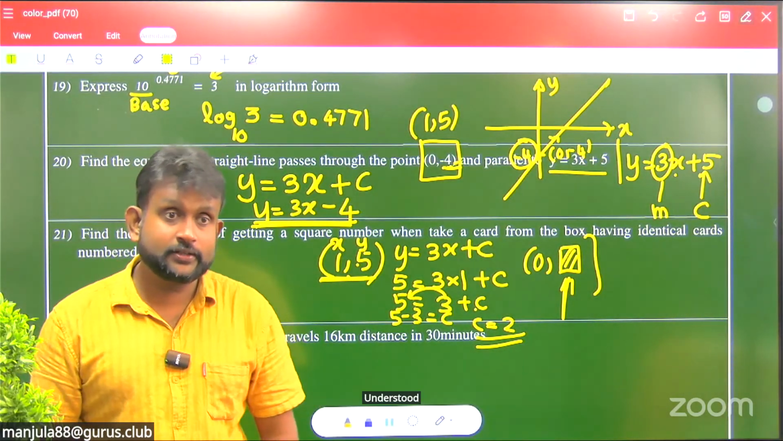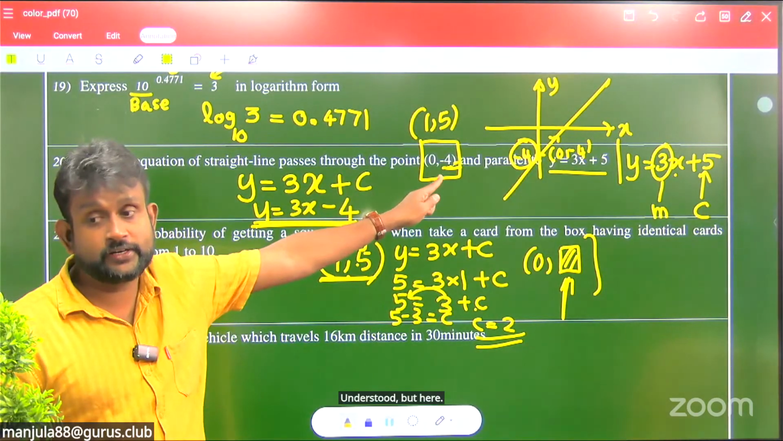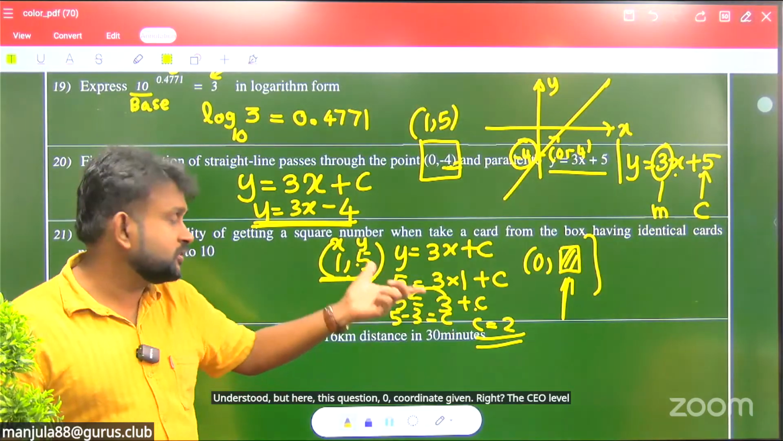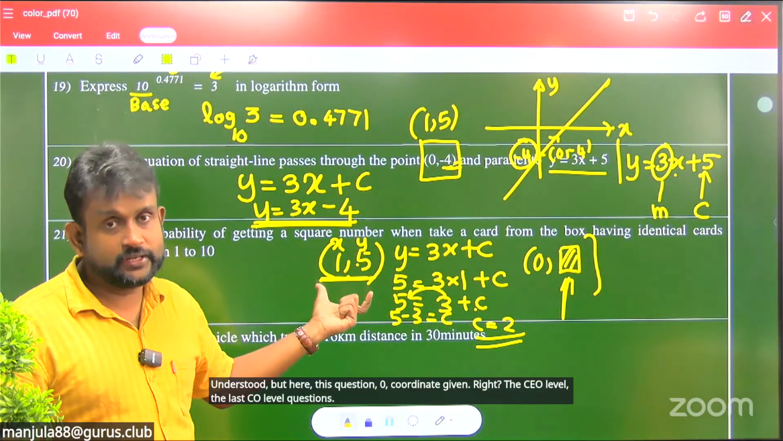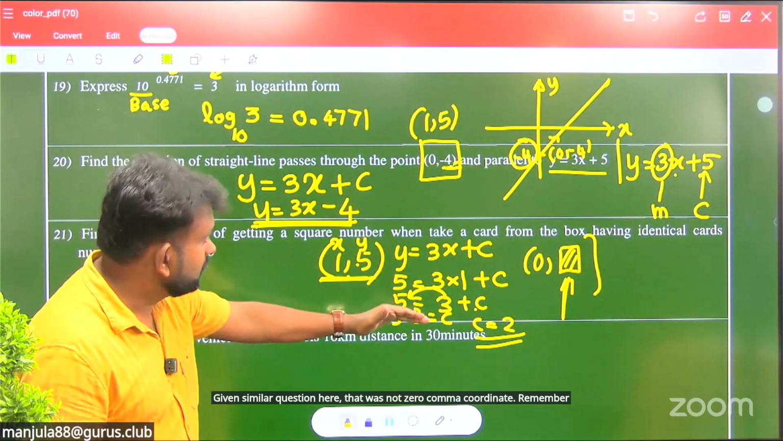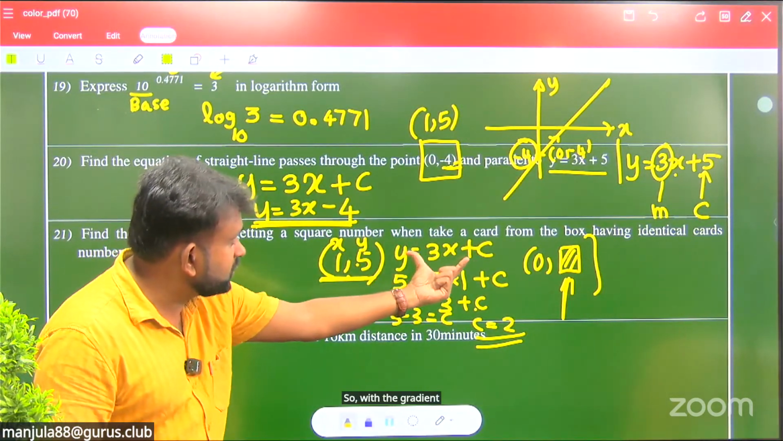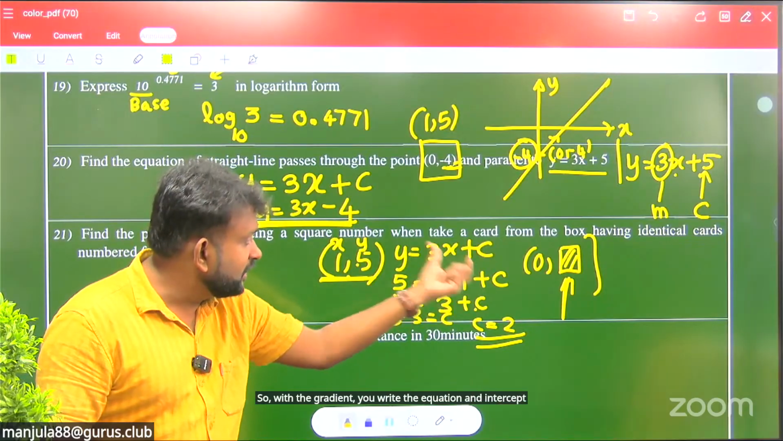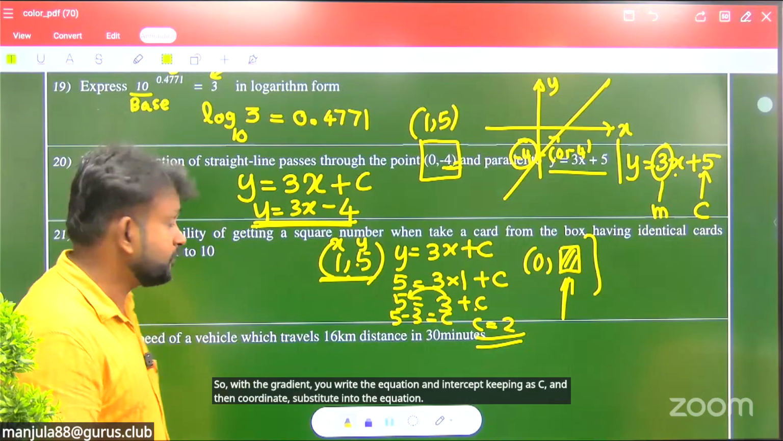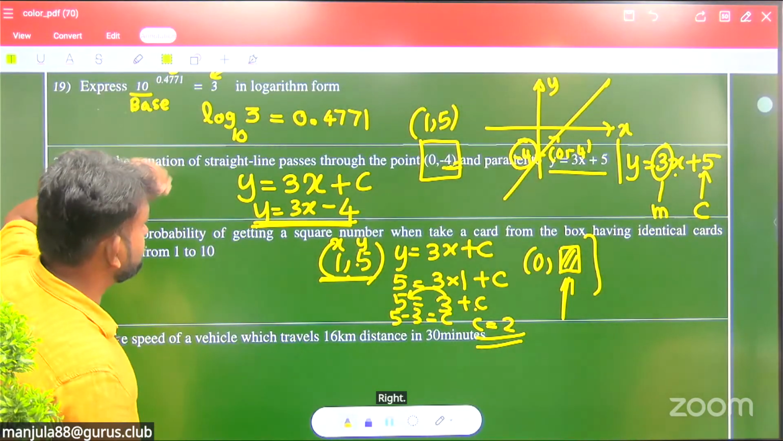Understood? But here in this question the 0 comma coordinate is given. Right, in last year's O level questions a similar question was given that was not a 0 comma coordinate. Remember how to do that: with the gradient you write the equation keeping the intercept as c, and then substitute the coordinate into the equation. Right, I think that is clear to you.